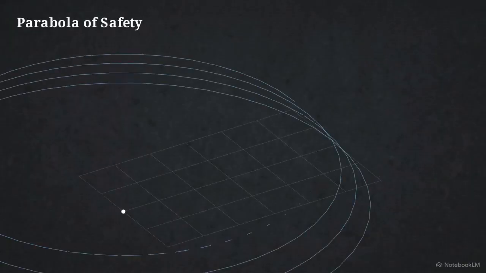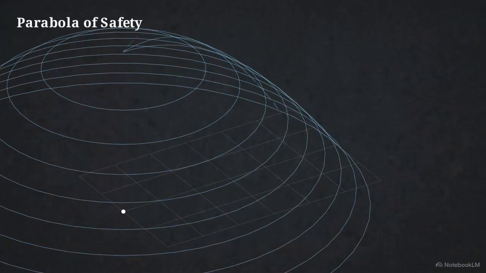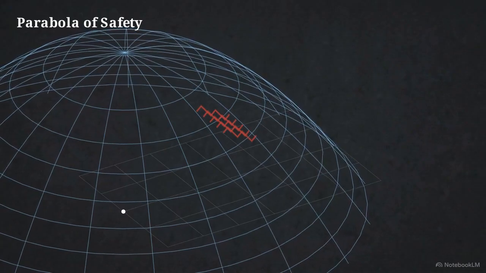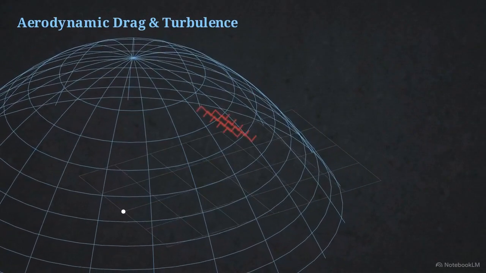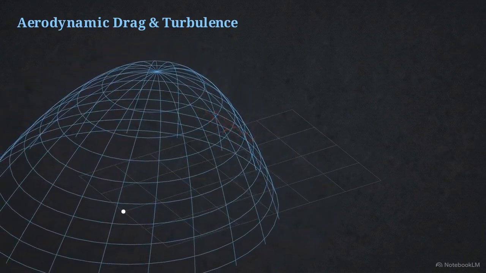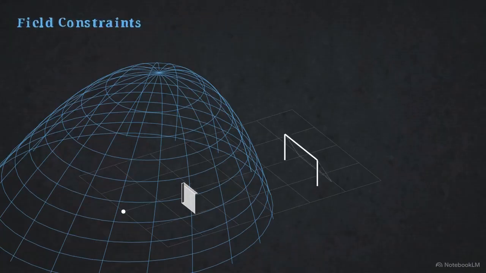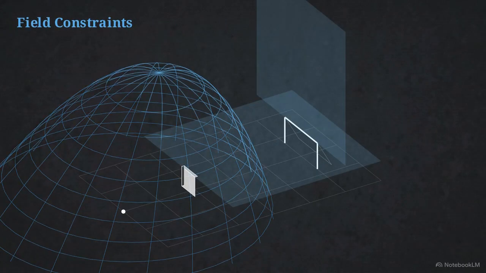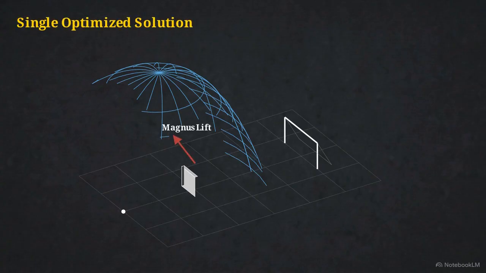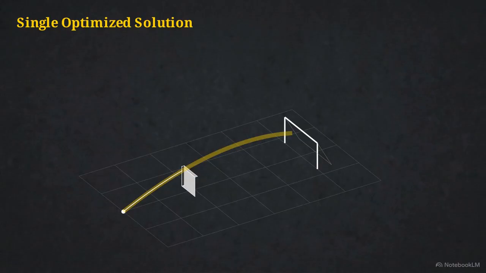In a vacuum, we have the parabola of safety, a dome representing every possible hit from a single launch point. When we apply atmospheric drag and boundary layer turbulence, this theoretical dome crushes inward and flattens, losing its mathematical symmetry. We then apply the constraints of the field, the wall and the goal frame, which slice away viable paths. Finally, the Magnus lift vector whittles the volume down to a single successful path that threads the needle into the net.